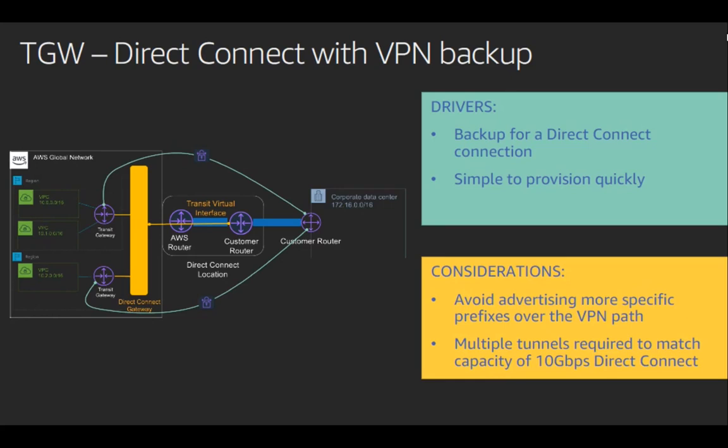You can also have multiple tunnels. For example, in transit gateway, where we establish one site-to-site VPN connection, you can have up to two VPN tunnels, as we discussed previously. So it's always recommended to use both the connections, use both the peer IPs. Multiple tunnels are required to match the capacity of a 10 Gbps Direct Connect connection. So this is the requirement: the capacity requirement is 10 Gbps for Direct Connect.